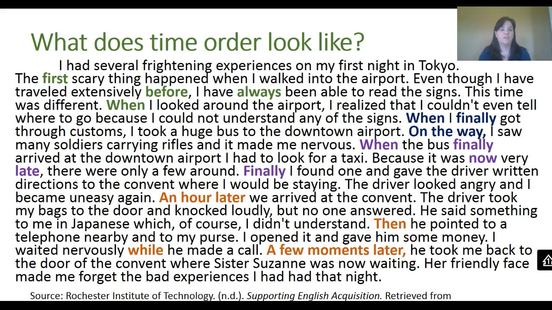Because of the frequent use of transitions in this paragraph, the reader can tell that we're reading about a series of events. The transitions also help us identify which experience or which event, which frightening experience, starts and when it ends, and when we move on to the next frightening experience. So this is what time order looks like. As you write with time order, remember to include transitions to help guide your reader through your series of events or steps.